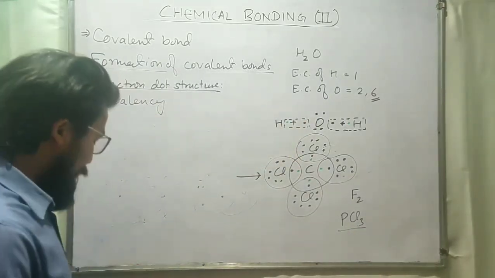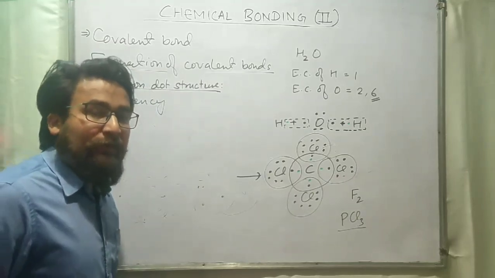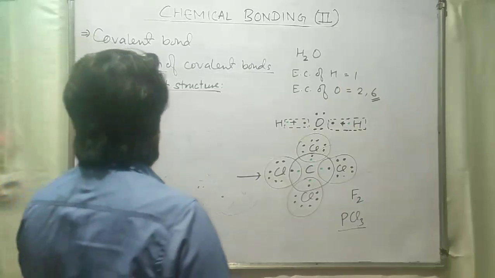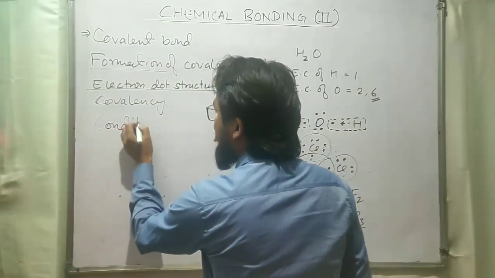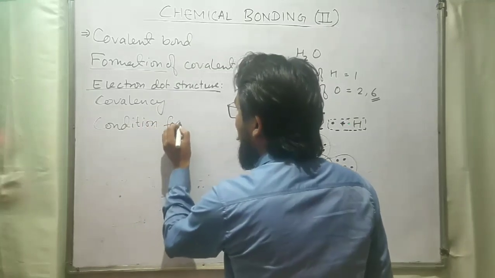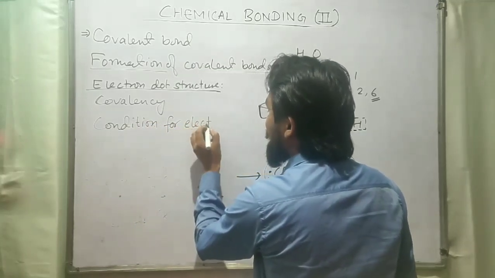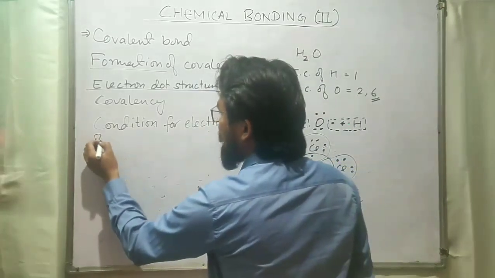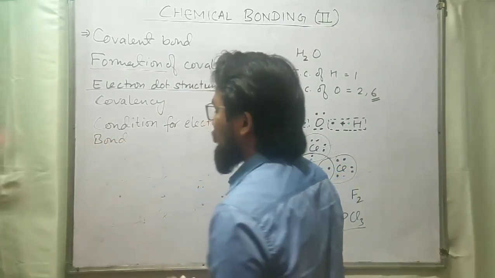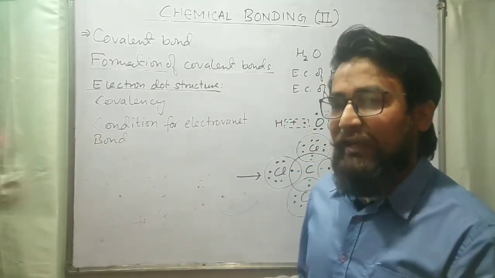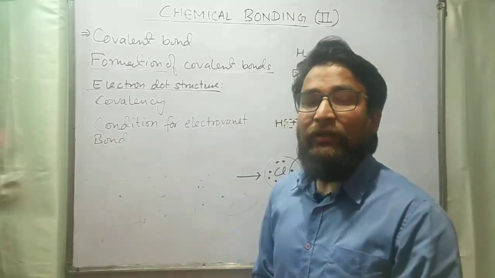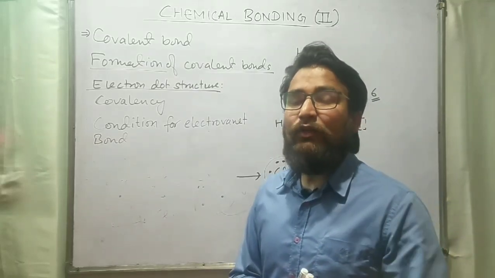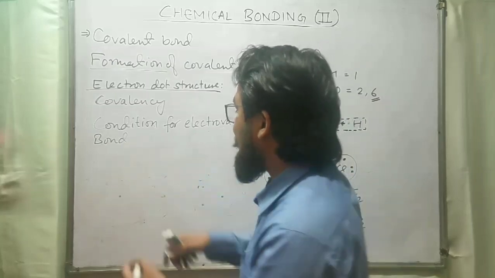The next topic that we are going to discuss, and that is a very important topic, is how we will decide the condition for an electrovalent or covalent bond. First we will see the condition for an electrovalent bond. As you know, an electrovalent bond is formed by transfer of electrons: one atom will gain the electron, the other atom will lose the electron. Let's see with the help of an example.